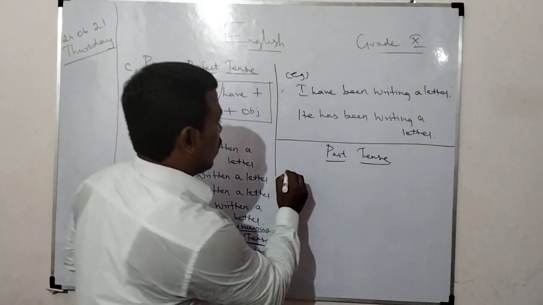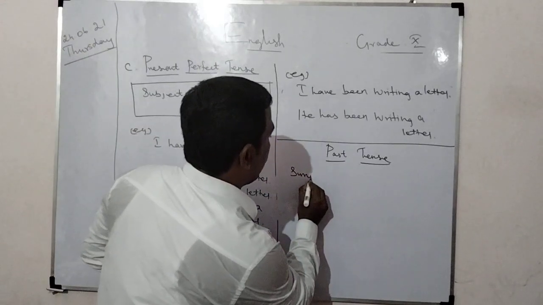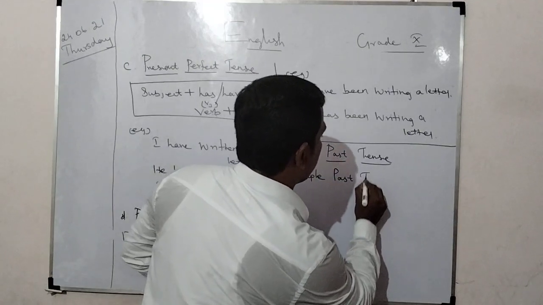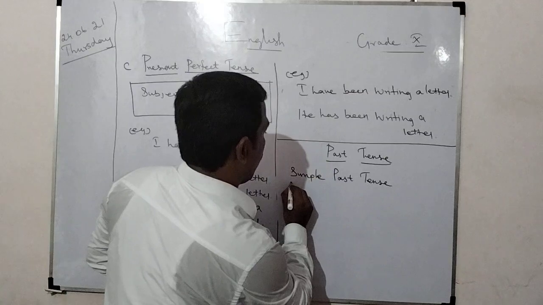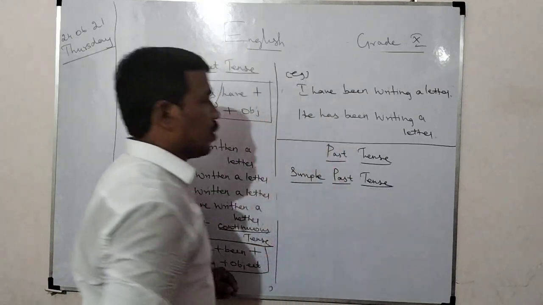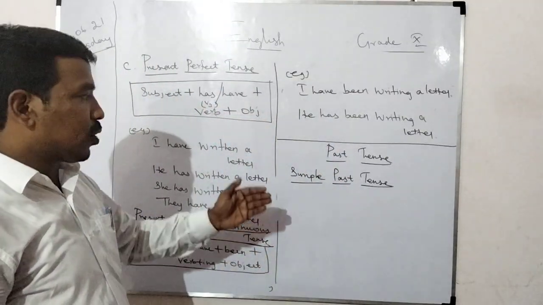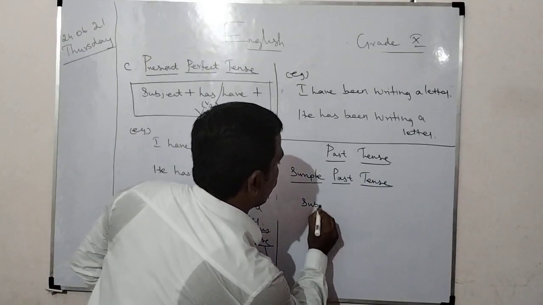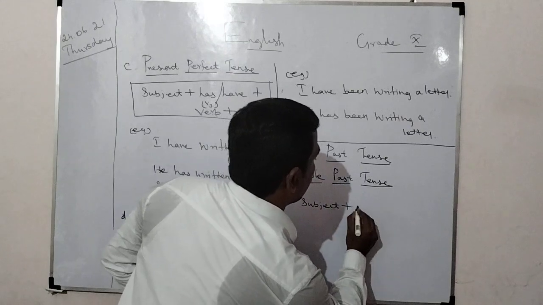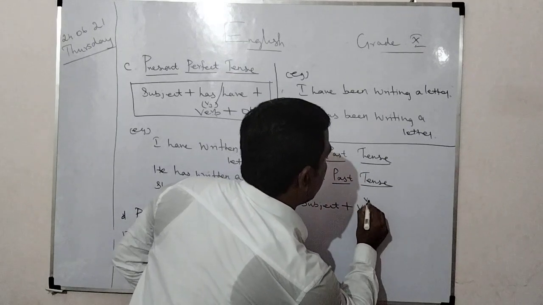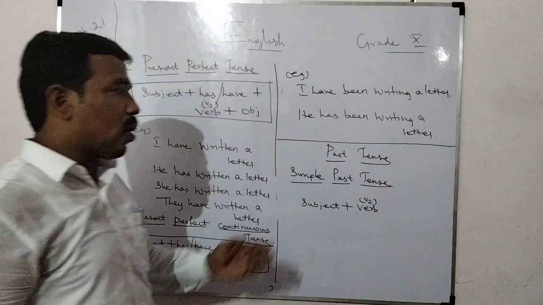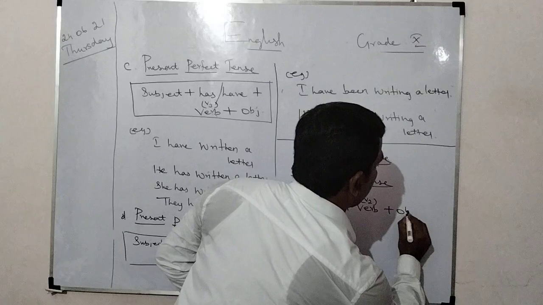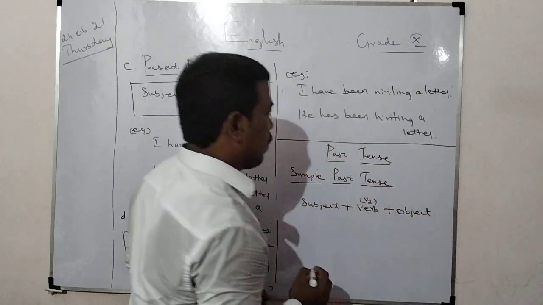So past tense. The first one is simple past tense. How will the structure come? Subject plus verb. The verb is the past form of the verb. What form? Second form. Subject plus V2 form of verb plus object.